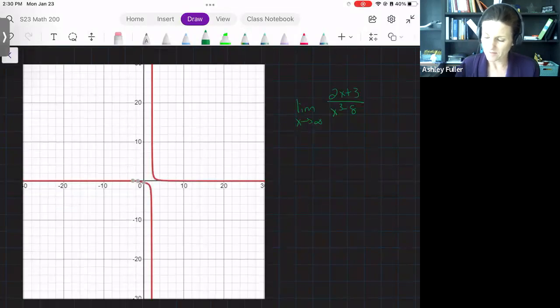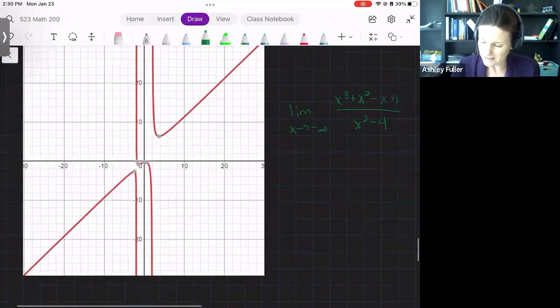Here, I've graphed the same thing. As x approaches positive infinity, it appears to approach the x-axis. As x approaches negative infinity, it also appears to approach the x-axis. So it appears to be approaching a value of 0 for the limit. And last but not least, here if I look as x approaches negative infinity, this graph appears to be moving towards negative infinity as well.